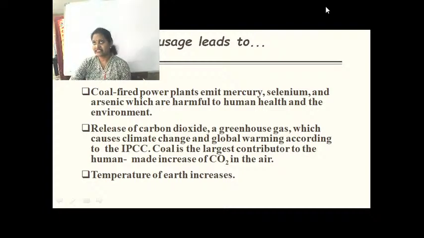Now acid rain. The heavy usage of these refineries also creates pollution. It leads to acid rain. Then coal fired power plants emit mercury, selenium and arsenic, which is very harmful. Then I have told you about the release of carbon dioxide that leads to global warming, isn't it? And the temperature of the earth increases.